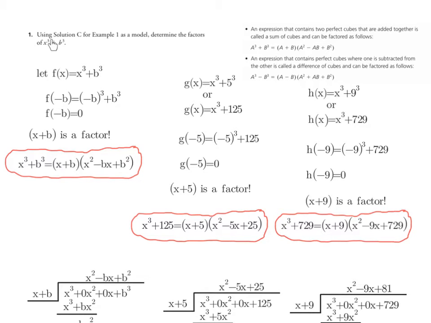Now go back to the question. Using solution C from example 1 as a model, determine the factors. That's basically what they did. So what are the factors of x cubed plus b cubed? They are x plus b and x squared minus bx plus b squared.